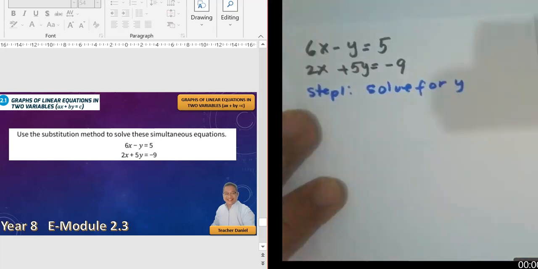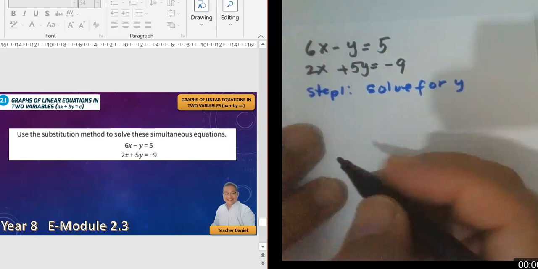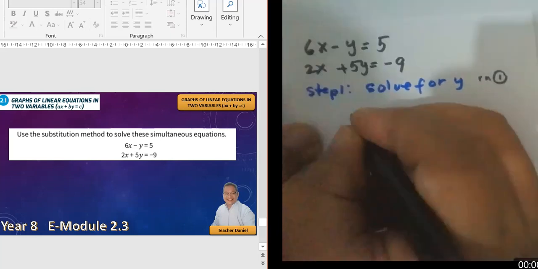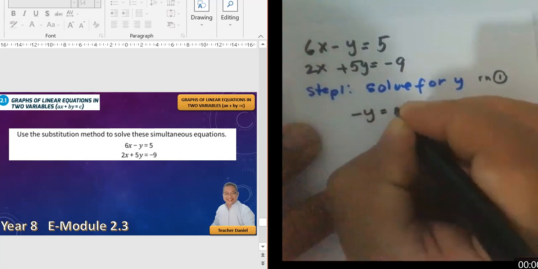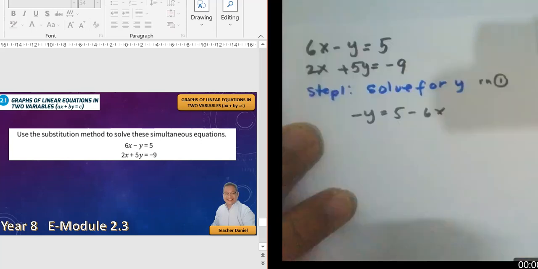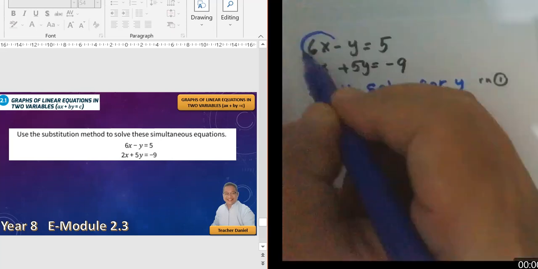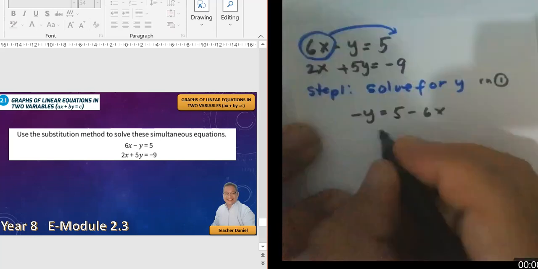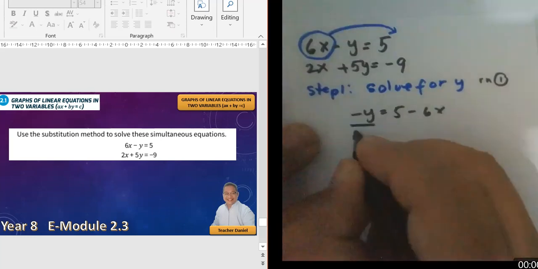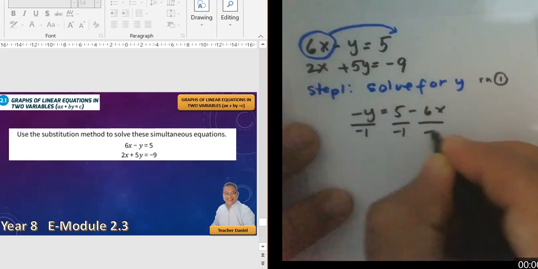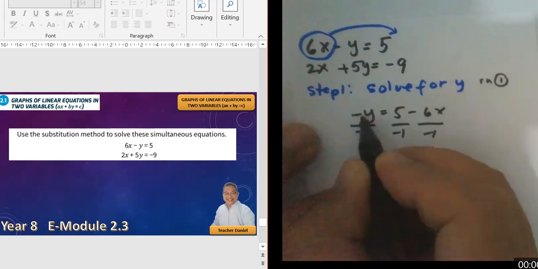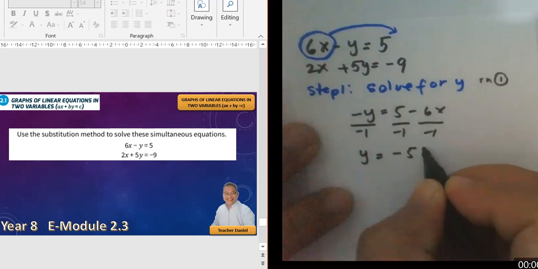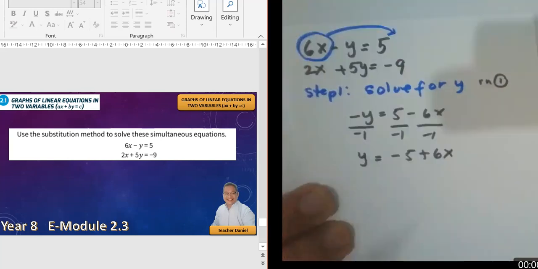Why again? Because it's easier to find the y in equation number 1. So you have there negative y is equal to 5 minus 6x. Okay, because this one we just put on the other side. All right, so therefore you divide both sides by -1. Why is that so? Because of the negative. So y is equal to -5 plus 6x. Okay, so this is now our y.